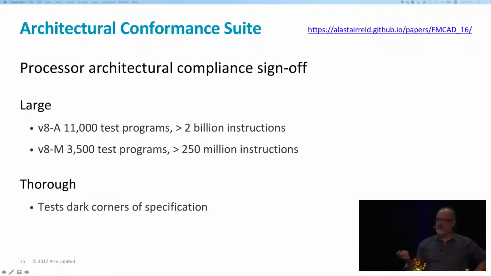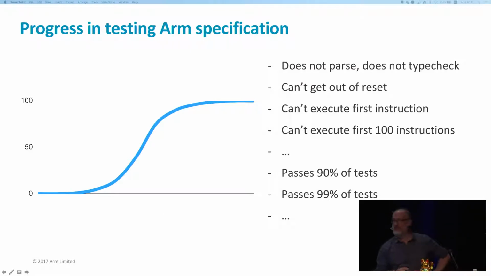And if any of you have tested software, you'll be familiar with a graph that looks like this, right? At the start, things don't work all that well. Gradually, you get things working pretty well, but then there's a heavy tail of difficult to find bugs. Okay, and that's basically what I found when I was testing the specification.